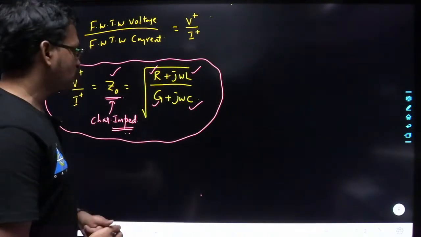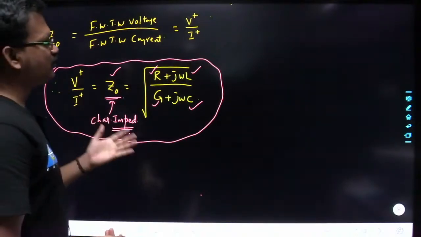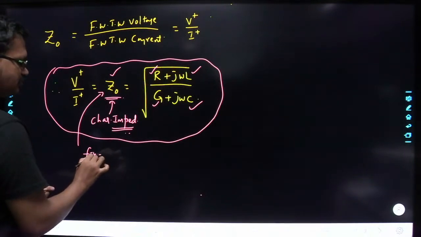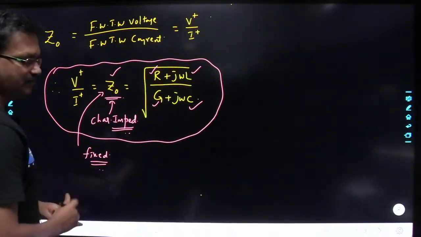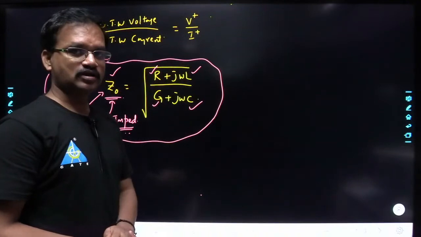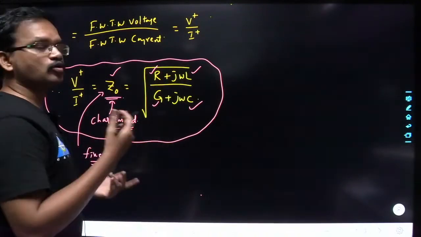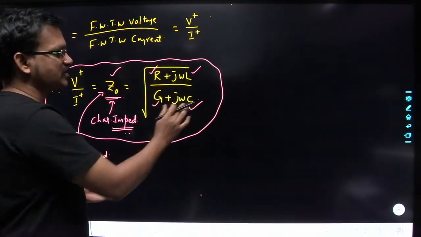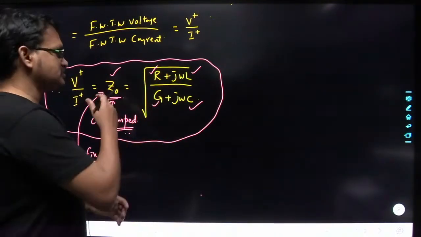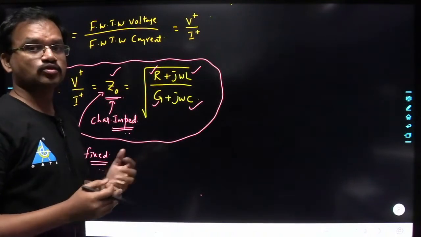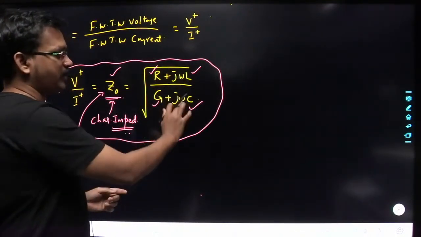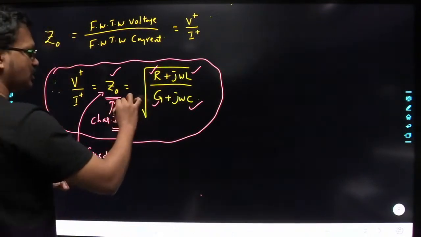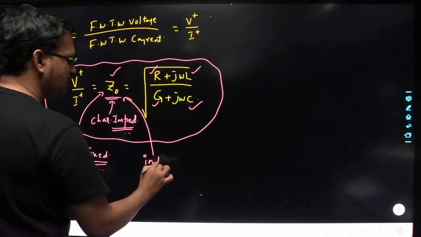I have already told you that for a given transmission line, this characteristic impedance is fixed. It depends upon how you design the transmission line. Once you design it, the R, L, G and C values are fixed, and hence the characteristic impedance of the transmission line is also fixed for a given operating frequency. Yes or no? And we have also seen that this Z0 is independent of length.